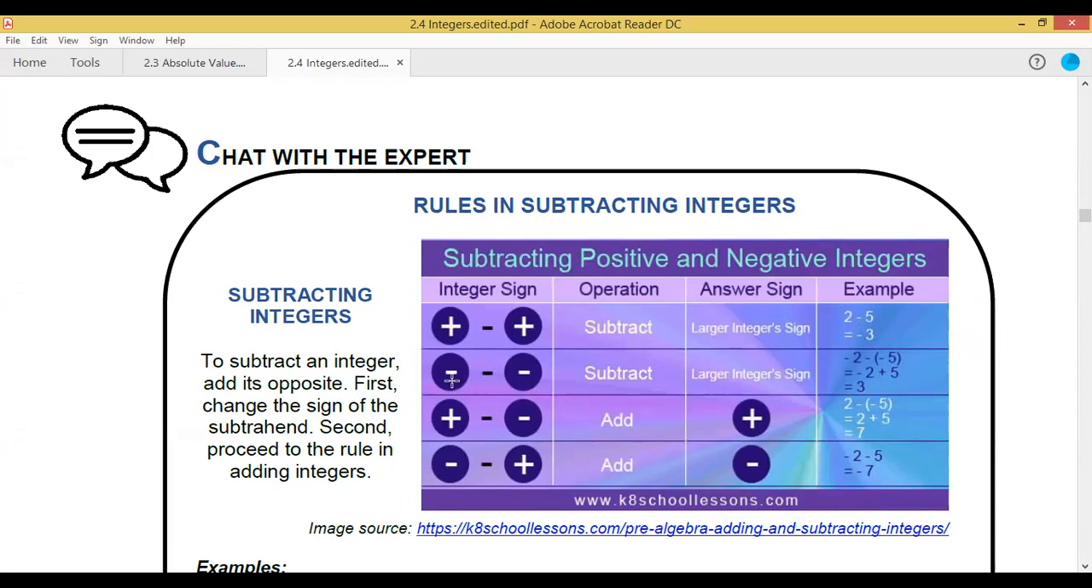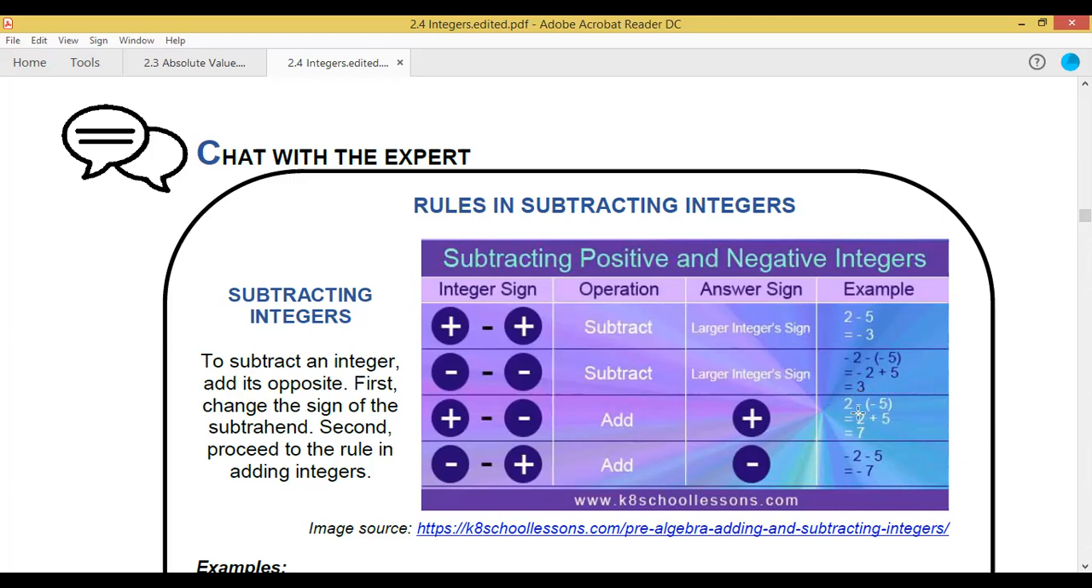Another. Negative minus another negative is to subtract them and copy the larger integer sign. Since we have negative and negative near to each other, we multiply them. Negative times negative is positive. We copy the first one, negative 2 plus 5. So based on the addition of integers, we subtract them. 5 minus 2 is 3. The sign of the greater number is 5. It's positive. So the answer is positive 3.